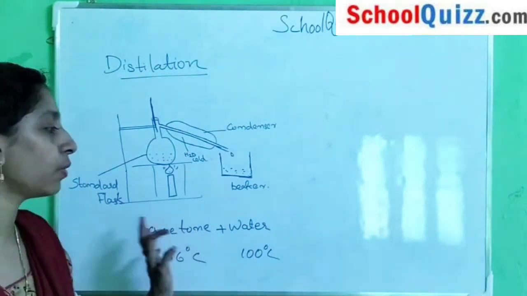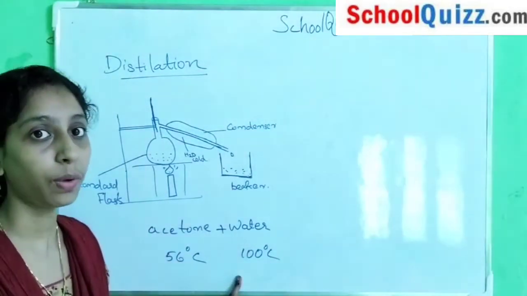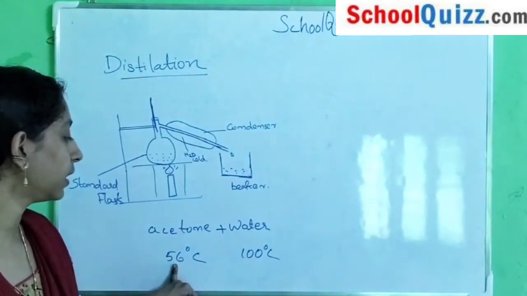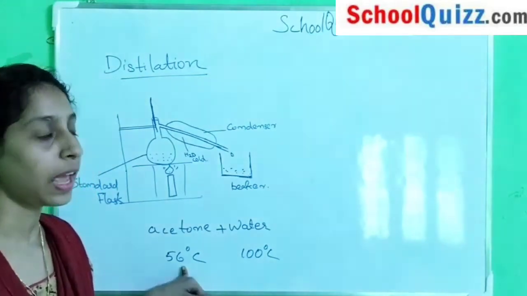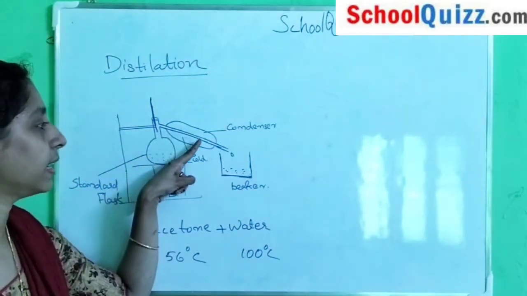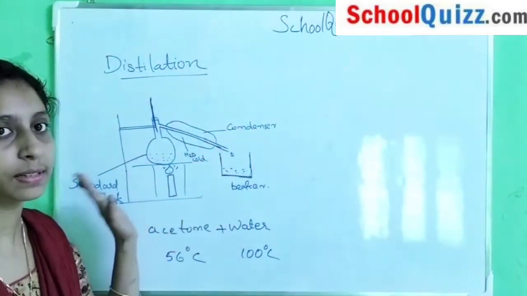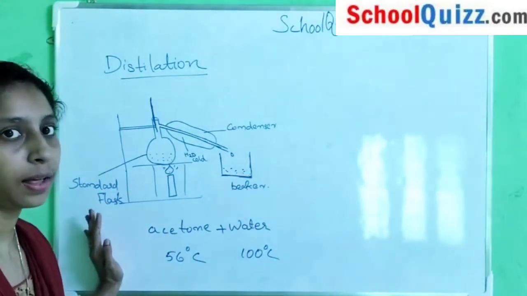For this acetone water mixture, we can separate acetone from the mixture. Why? When we apply heat to the mixture, the acetone starts to vaporize at 56 degrees Celsius, and the acetone vapor passes through the tube, condenses and is collected in the beaker. This is the distillation method.